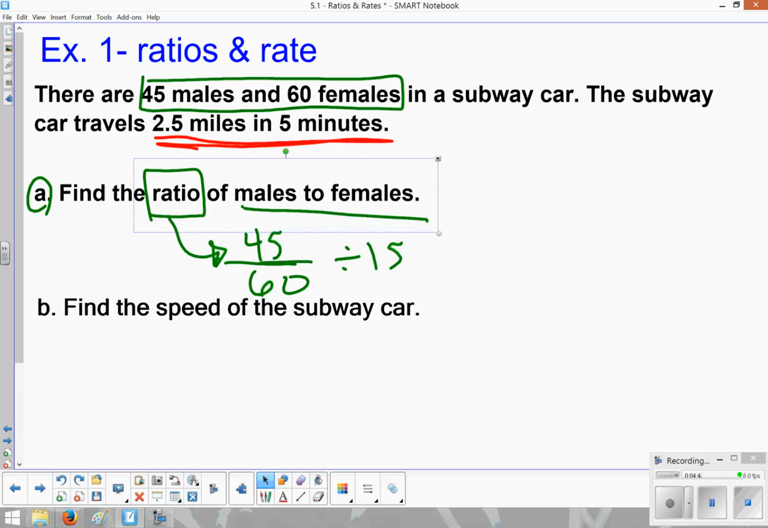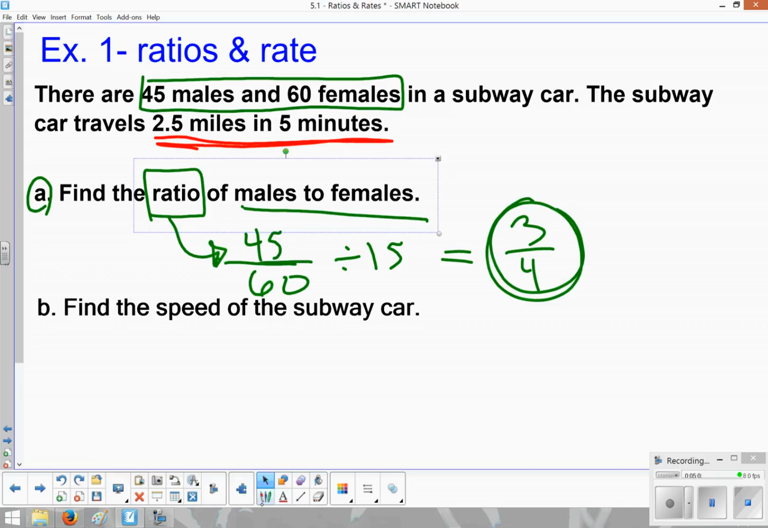Again, if you chose 5 or another number, it works too, but you just have to reduce it more and more. So 45 into 15 is 3, and 60 into 15 is 4. So my final answer is going to be males to females is 3/4.